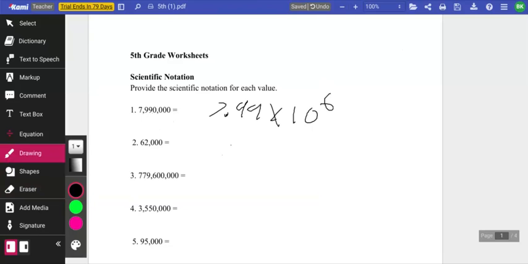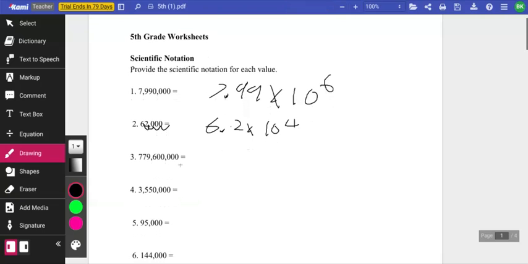For number 2, we have 62,000. And this is 1, 2, 3, 4 digits before the 6. 6.2 times 10 to the 4th power. For number 3, we have 1, 2, 3, 4, 5, 6, 7, 8 before the first 7. So 7.796 times 10 to the 8th power.